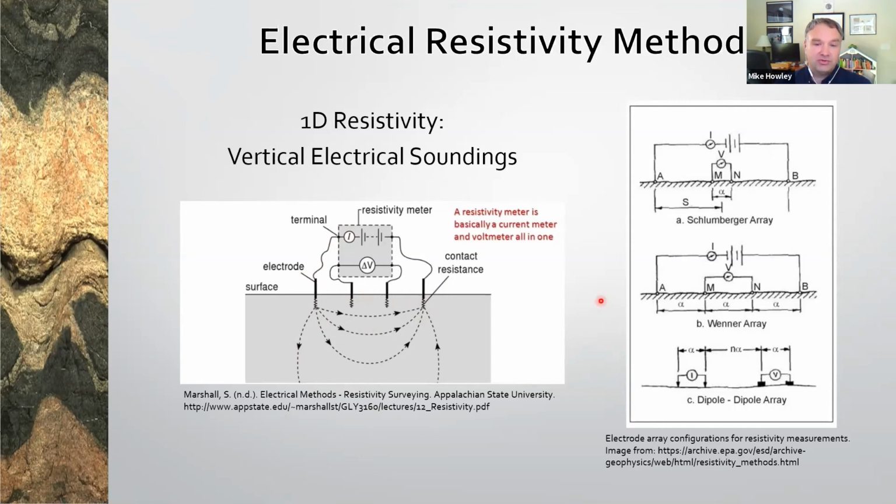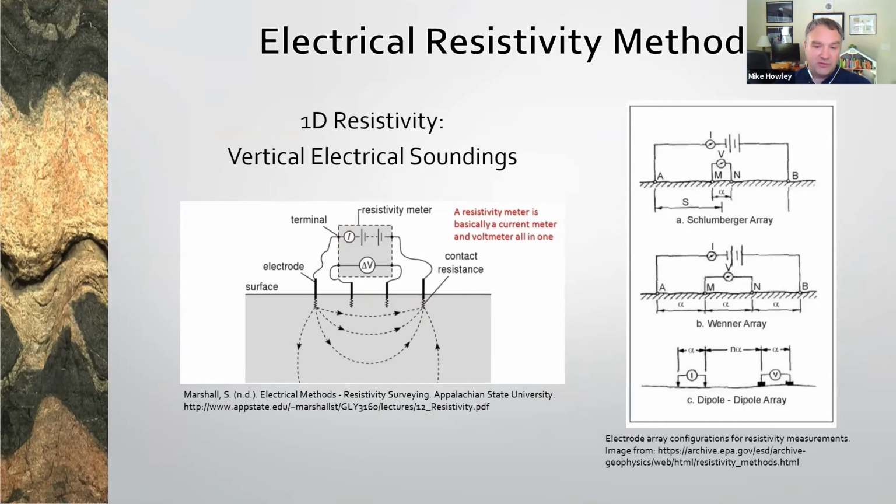The figure on the right shows three of the most common arrays for acquisition of resistivity data: the Schlumberger, Wenner, and dipole-dipole array. The differences between the array types are the configuration and spacing of the electrodes.